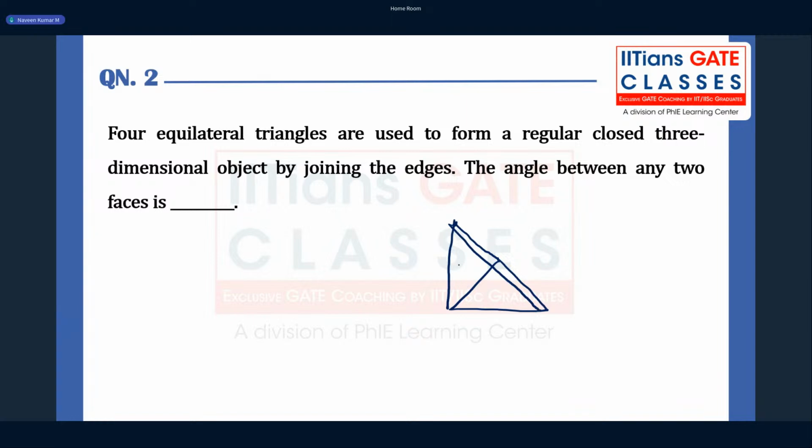They're asking for the angle between any two faces. This is face 1 and this is face 2. All are forming equilateral triangles. What is an equilateral triangle? The angle between two edges in the triangle is 60 degrees. So the angle between any two faces will be theta equal to 60 degrees. If they're asking in degrees, you put 60 degrees. If they're asking in radians, it's pi by 3 radians. That's it.